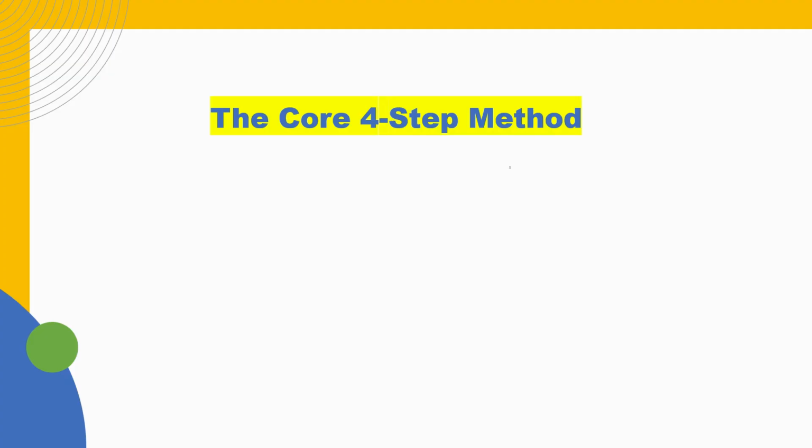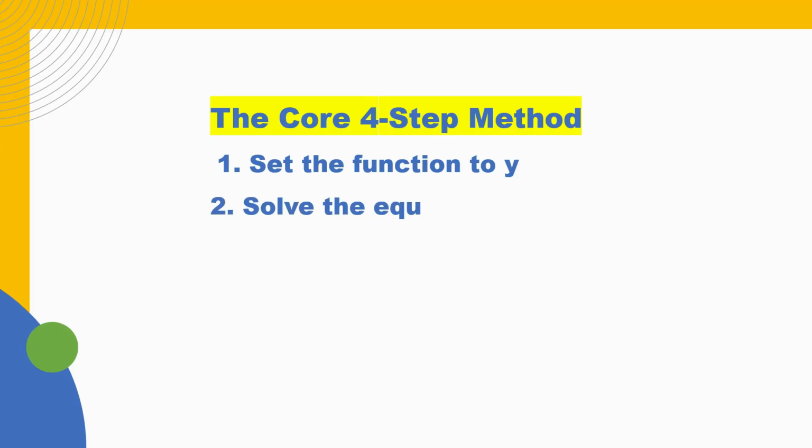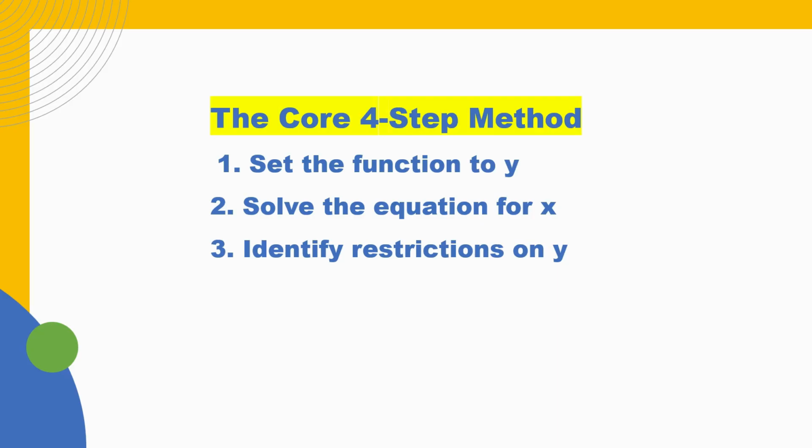So range means what values the function can actually produce. There is a core four-step method to find the range of any given function. First, set the function to y. Second, solve the equation for x. Then, identify restrictions on y. And in the last, write the range. If you master these 4 steps, range becomes very easy.